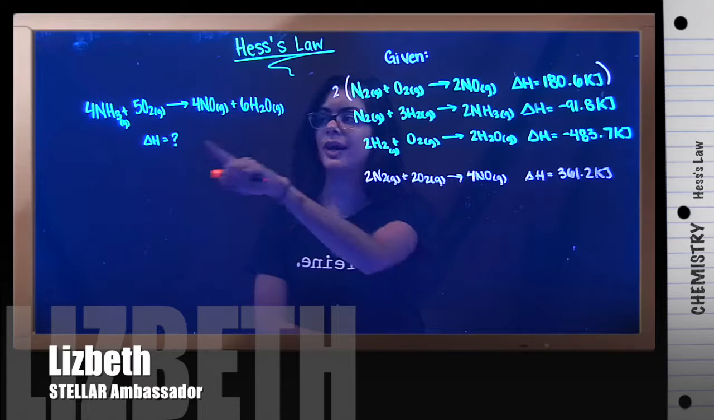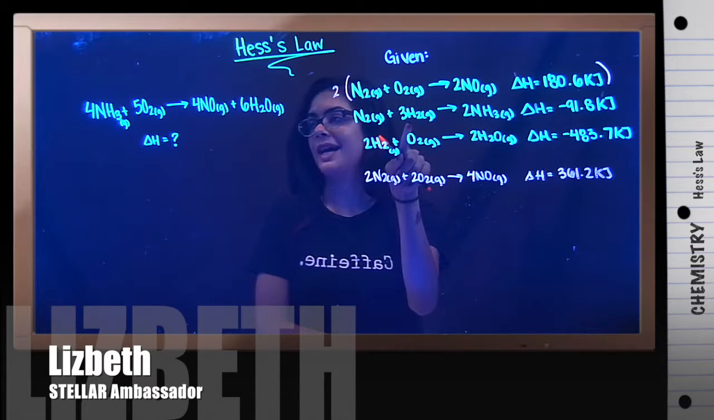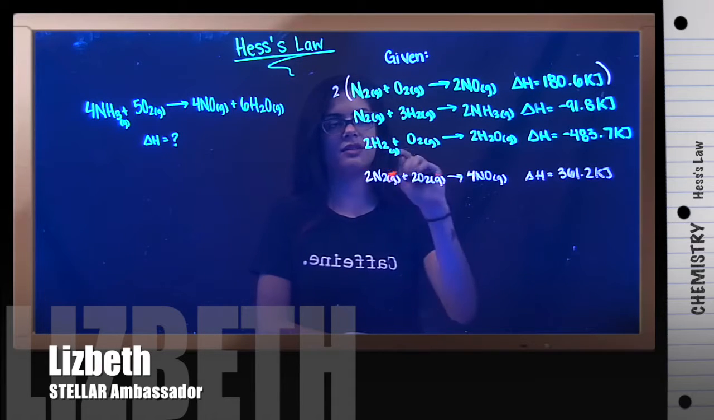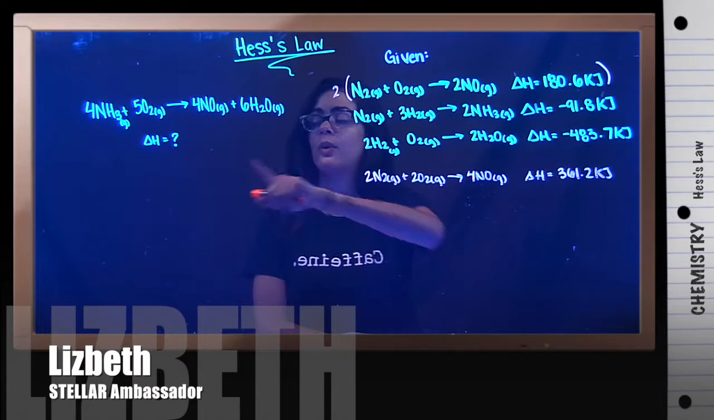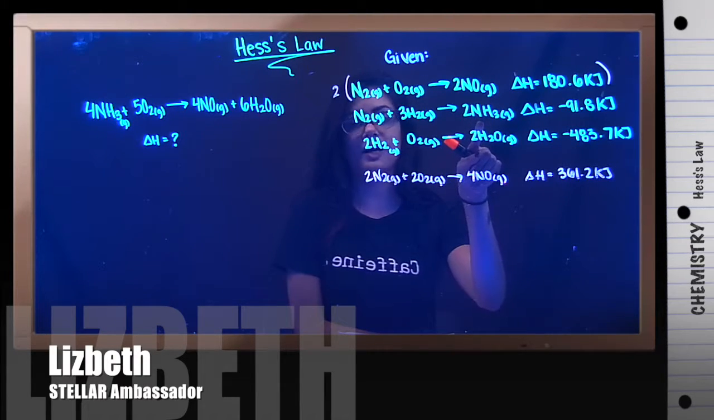Here I have N2. I don't see N2 anywhere on there, so I'm going to have to cancel it somehow. I have H2, which I also don't see in my equation, so that one's going to have to cancel out somewhere as well. And NH3, which I do have. However, here I see it's on the reactant side. Here I see it's on the product side.